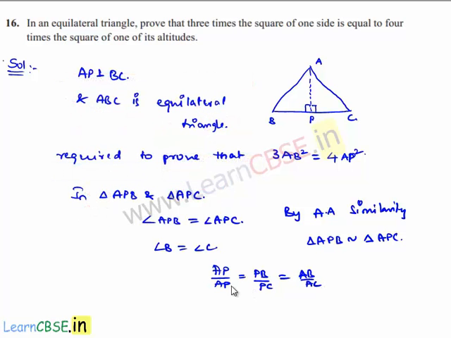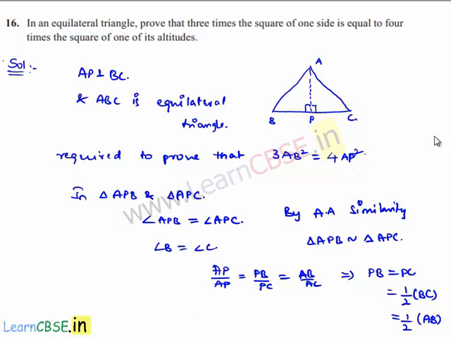We know that AP by AP is 1, so we can say PB by PC equal to 1, which implies PB is equal to PC. As PB is equal to PC, that will be half times BC. In equilateral triangle, as all sides are equal, we can say BC is nothing but AB. So here we got that PB is equal to PC is equal to half times AB.